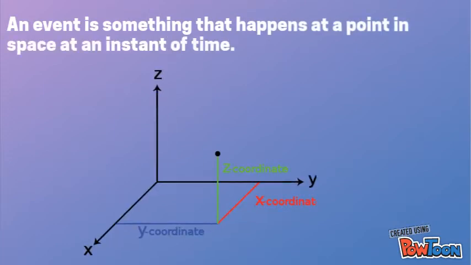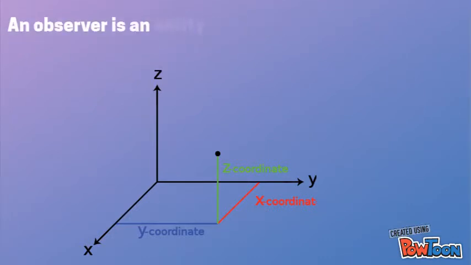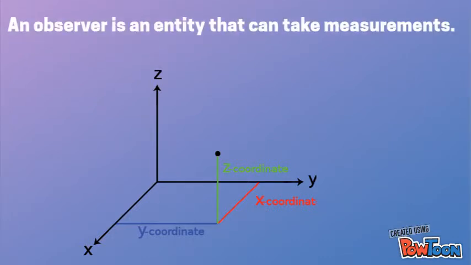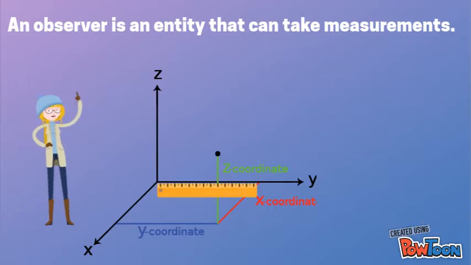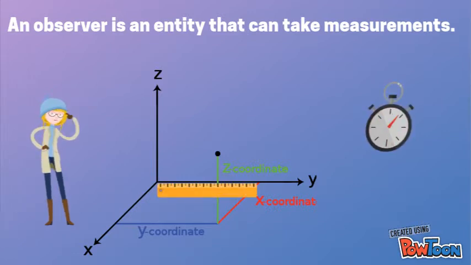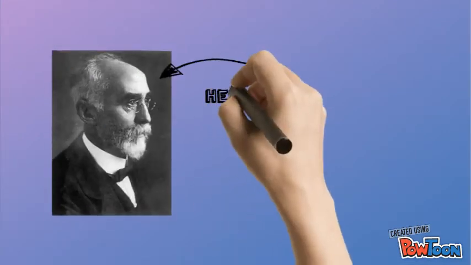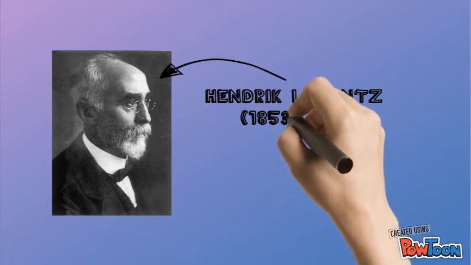But before we proceed, we need to define two terms. An event is something that happens at a point in space at an instant of time. An observer is an entity that can take measurements. In each reference frame, an observer can use a local coordinate system to measure lengths and a clock to measure time intervals. In order to describe the same event in different relativistic frames, we use the Lorentz transformation.